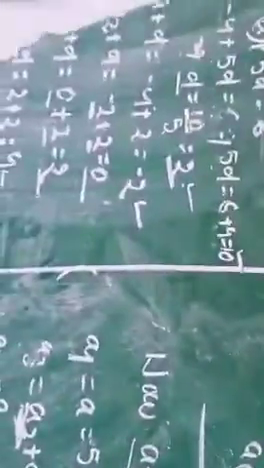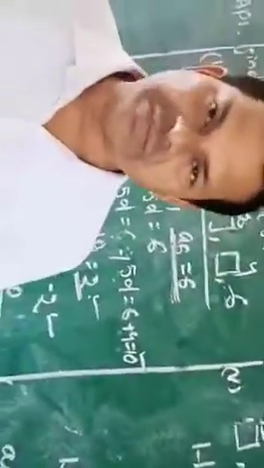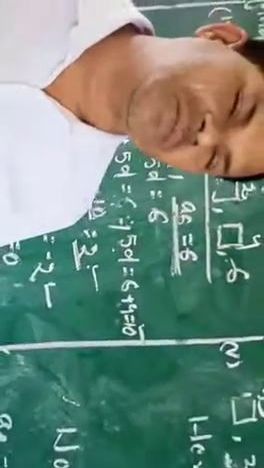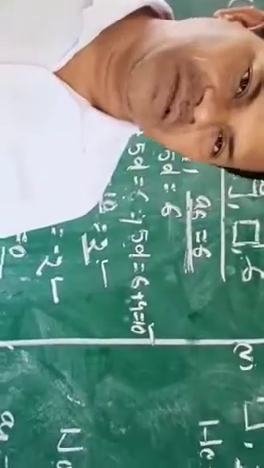Next class we have to do some numericals of the same chapter. After that we have to study how to find the sum of terms in an arithmetic progression. I think all of you are understanding now.